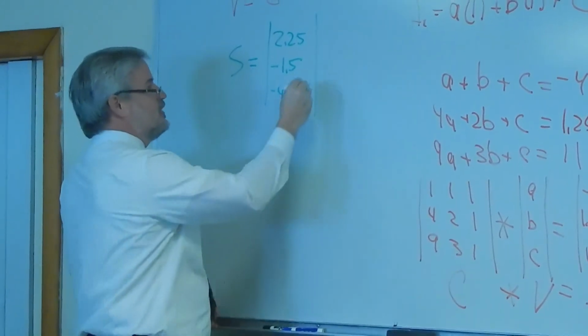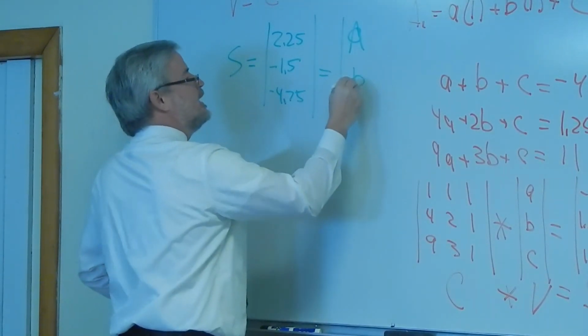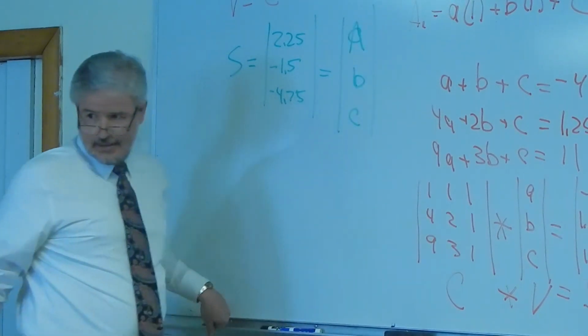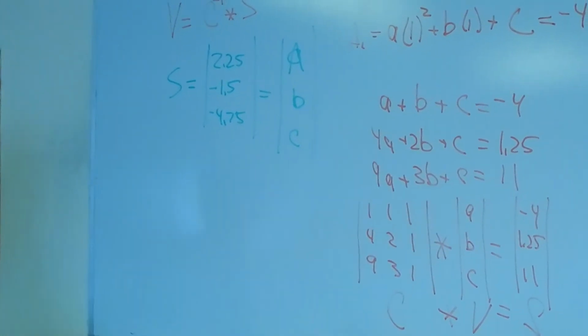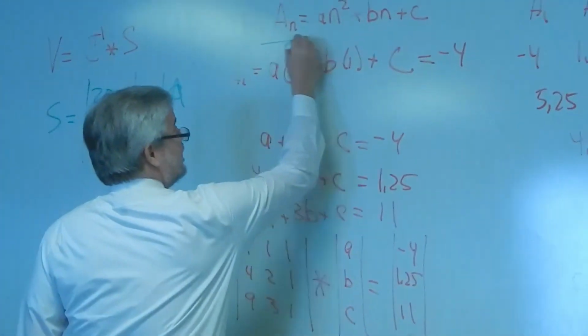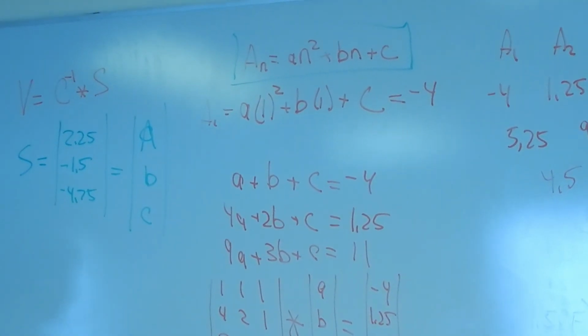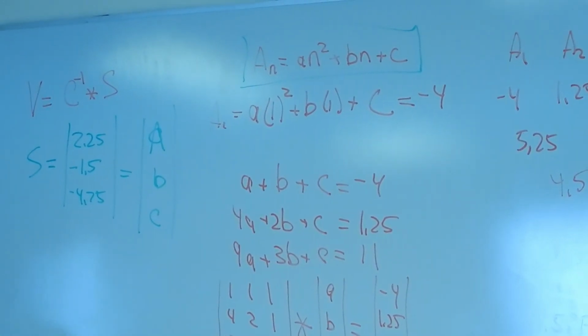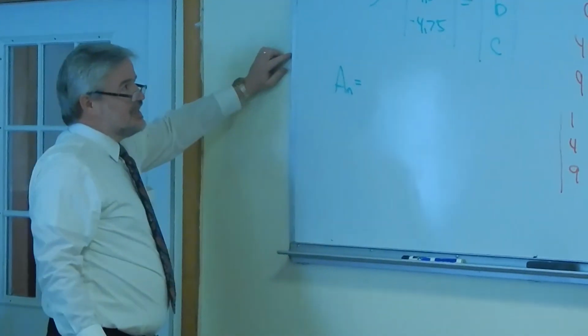Okay, what good is that? Well, that's equal to A, B, and C, isn't it? Okay? So now we know what A, B, and C is. This is our explicit formula. Let's not lose track of what we're doing, right? The explicit formula becomes, class together, AN is equal to what?